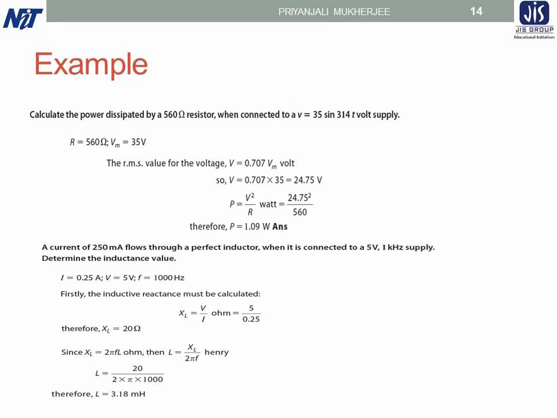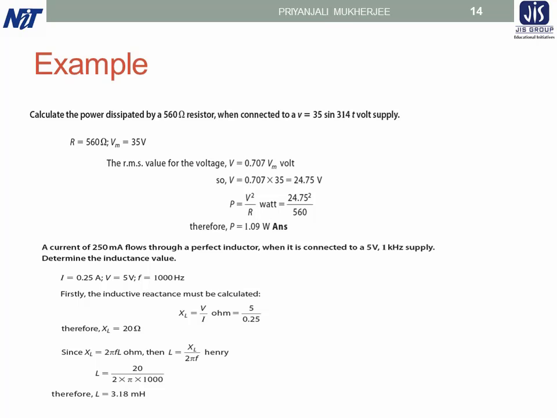So let us take one example. Here we need to calculate the power dissipated by a resistance when it is connected to a supply voltage equal to 35 sin 3140. The RMS value of voltage we can find out by the formula, it becomes 0.707 into Vm, and P is equal to V squared divided by R. So P becomes 1.09 watt.